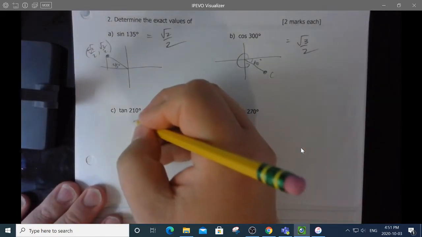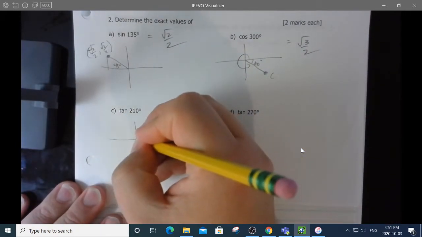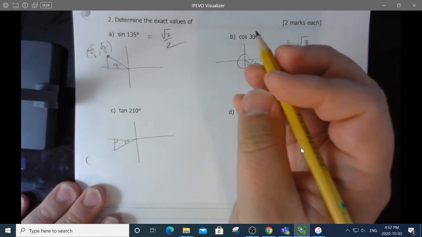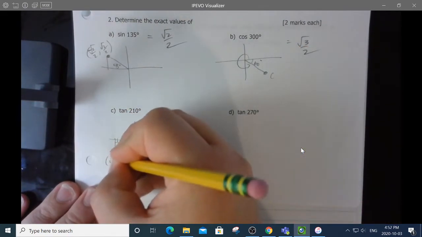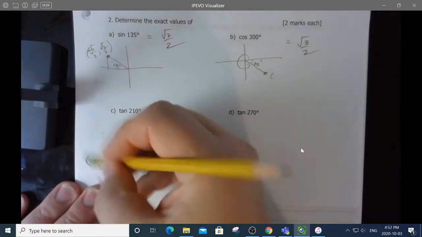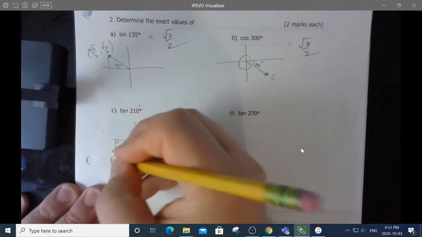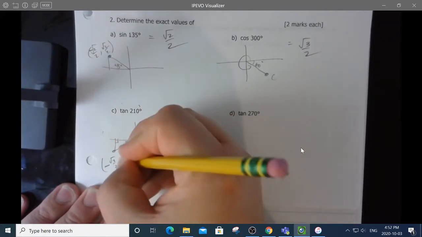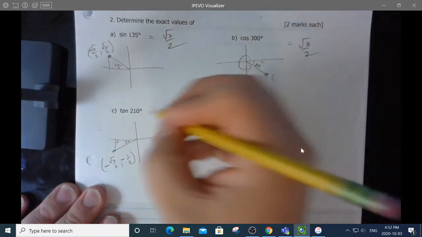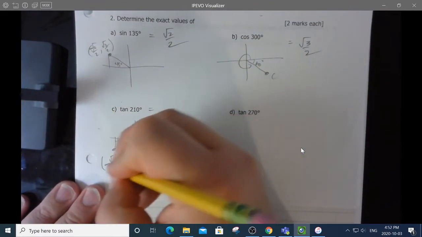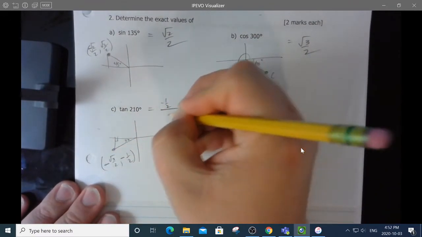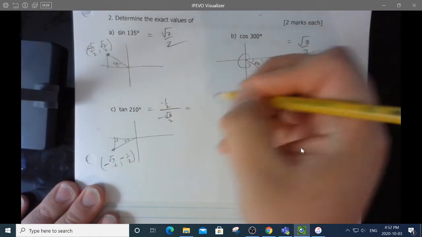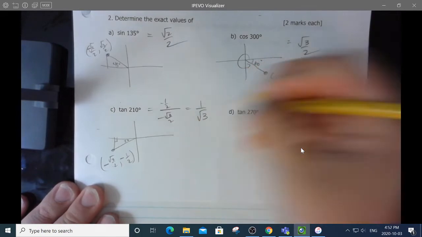Tangent of 210. Okay, where's 210? 210 is 30 degrees this way, so it's in the 30-degree family. And the coordinates for 30 degrees are root 3 over 2 and 1/2. But in this quadrant, both x and y are negative. But when I'm doing a tangent, tangent is y over x. So that is a negative divided by a negative. The 2's cancel, and I get 1 over root 3.